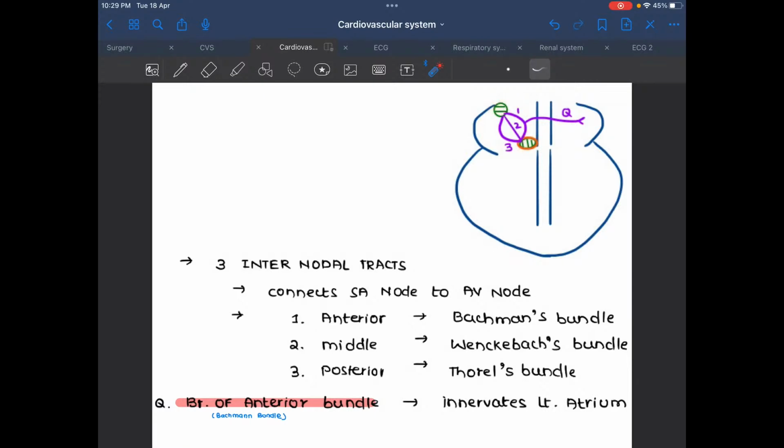We have to remember anterior, middle and posterior. And there are some names of it. The anterior internodal is known as your Bachmann's bundle. The middle one is known as Wenckebach's bundle, and your posterior one is known as your Thorel's bundle.